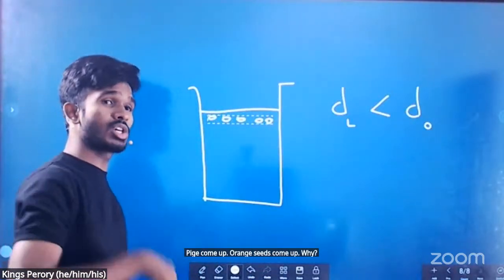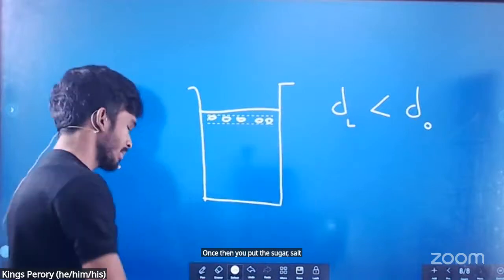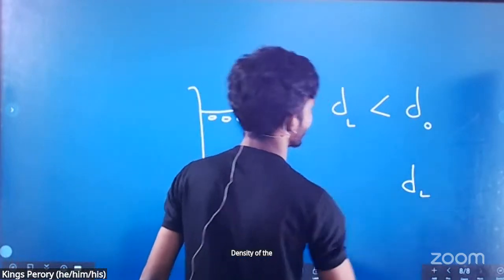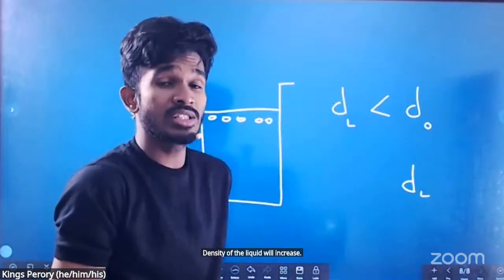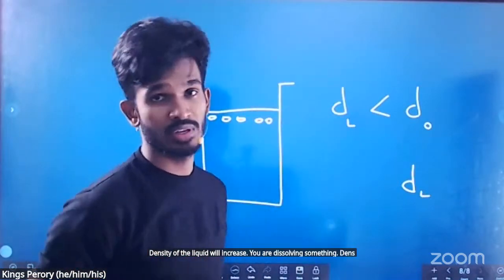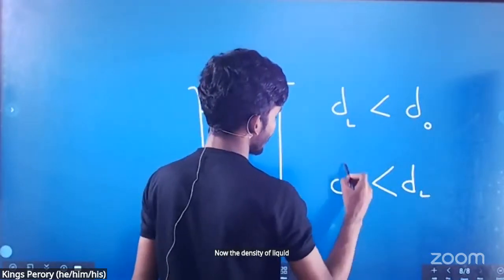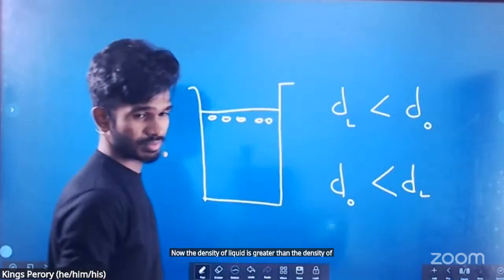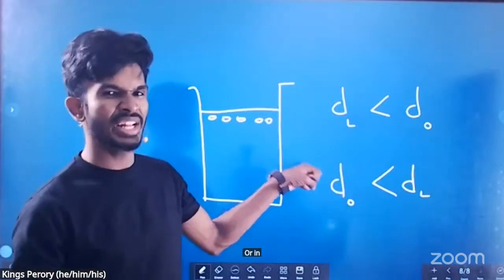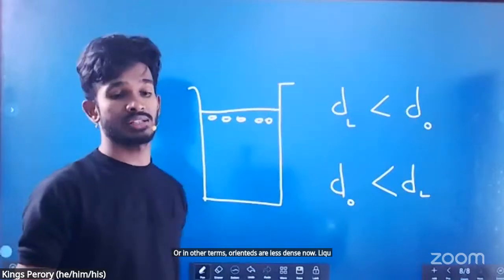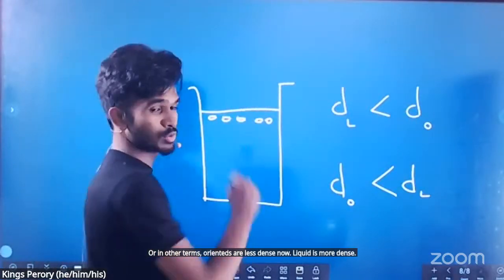Once you put the sugar, salt, all those things and mix, the density of the liquid will increase. You are dissolving something, so density increases. Now the density of the liquid is greater than the density of the orange seed. Or in other terms, orange seeds are less dense now. Liquid is more dense. Then guaranteed seeds will be on top.